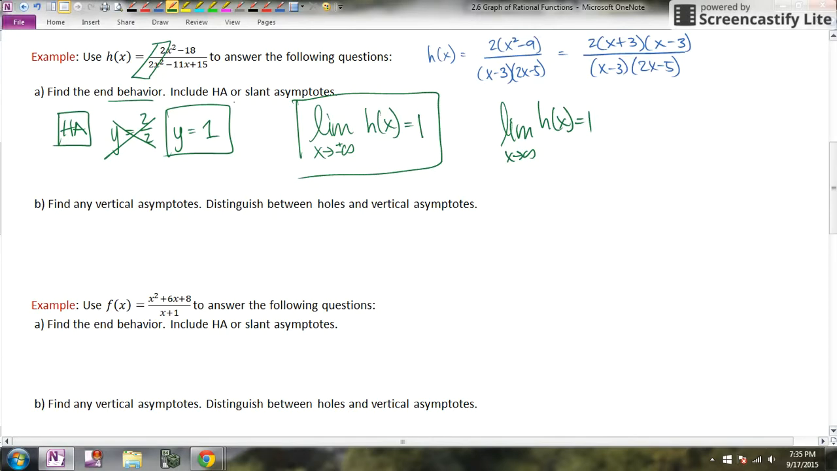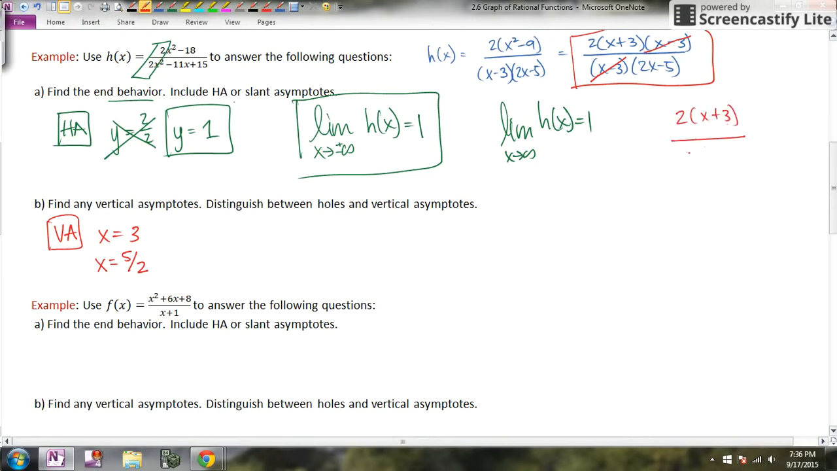Find any vertical asymptotes, part B. Part B is beautiful because if you look at my factored form, it looks like x cannot equal 3, so a vertical asymptote I would think is x equals 3, and x equals, what is that, 5 over 2, or 2.5. But then notice something. The x minus 3 is actually a removable discontinuity. I can cancel those, and they're gone. So the new problem is actually 2(x plus 3) over (2x minus 5).